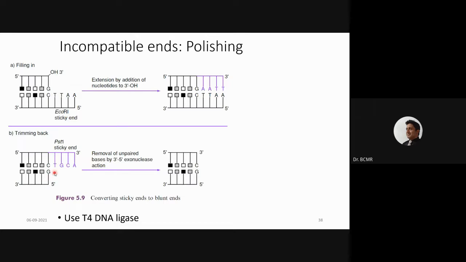Usually, of course, the majority would cleave this single strand part, the hanging 3' overhang can be cleaved. And now we have a blunt end, which can be ligated using T4 DNA ligase with some other blunt end DNA. That is about polishing the DNA.